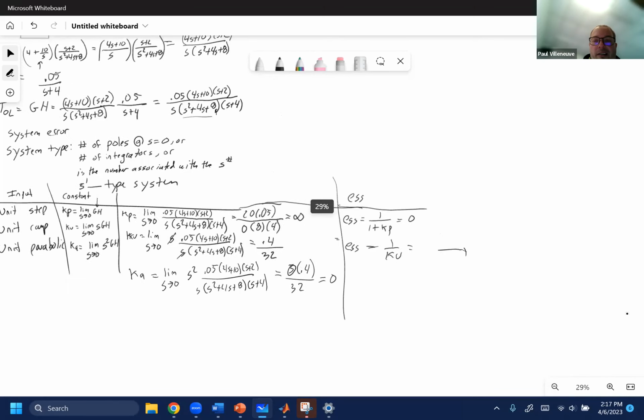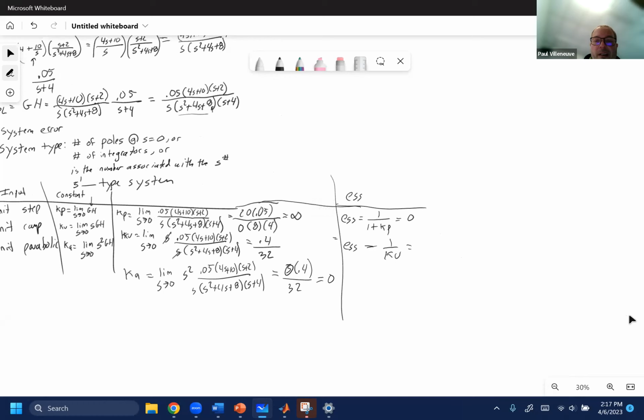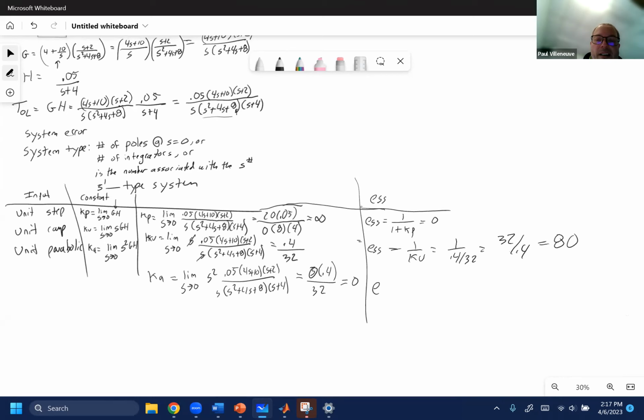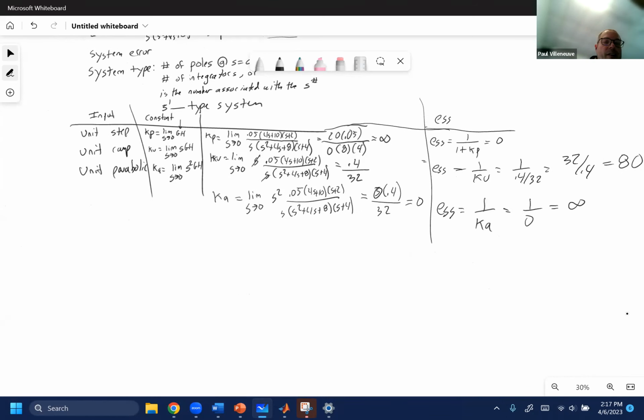I don't know why it's a little slow. 1 over 0.4 divided by 32, which is equal to 32 over 0.4. Is that equal to 80, if I have that correctly? And then lastly, my parabolic error is 1 over k sub a, which is equal to 1 over 0, which is equal to infinity.